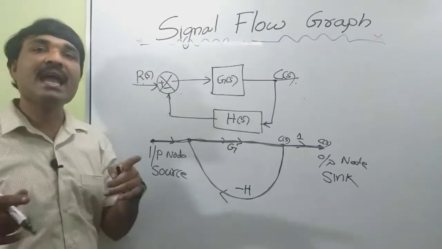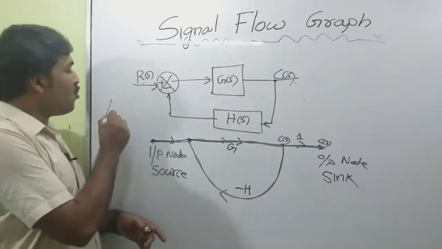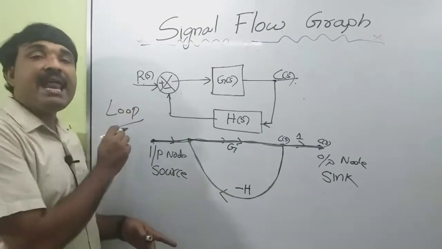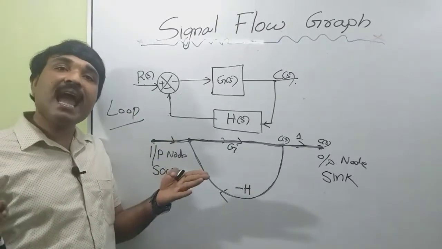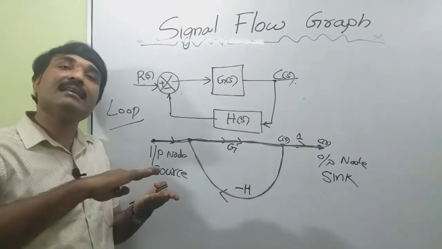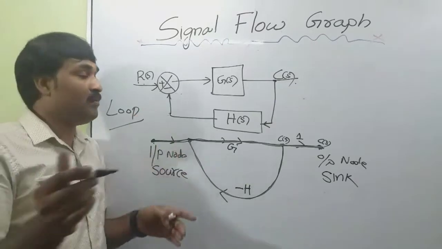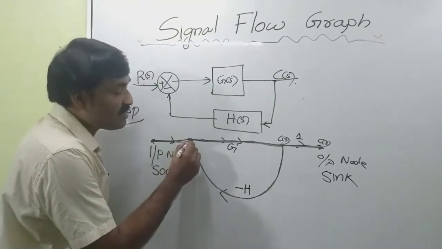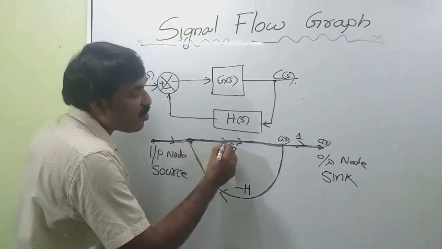Now we have to define a loop. A loop means any path originating and terminating at the same node. Suppose I am starting from this node, then traveling along this path.